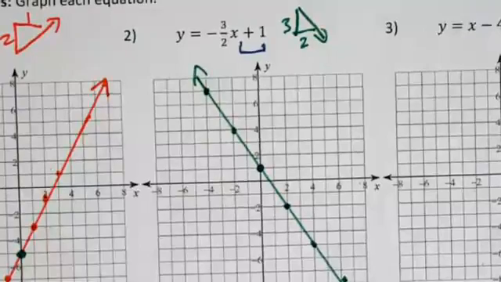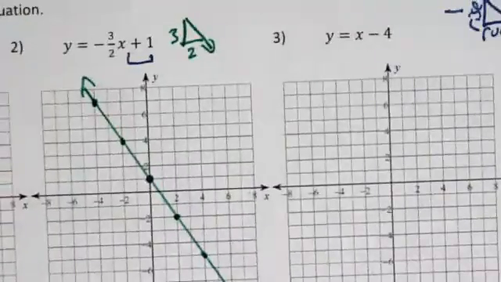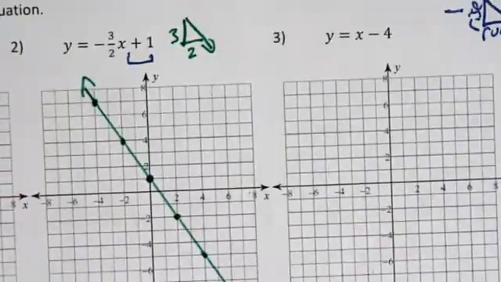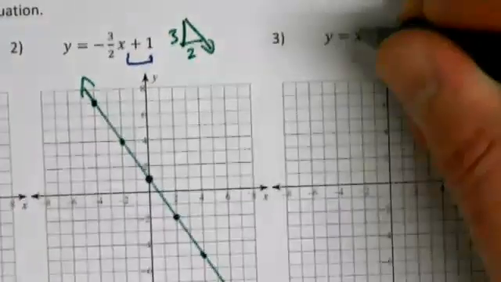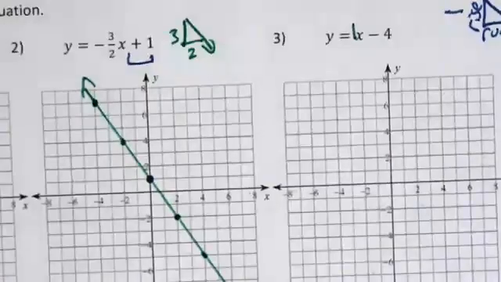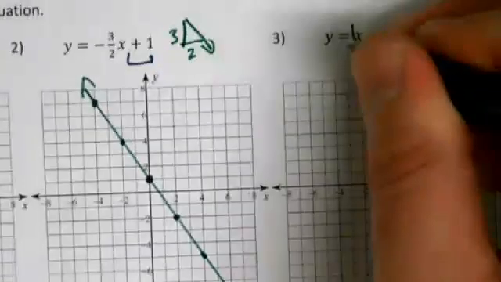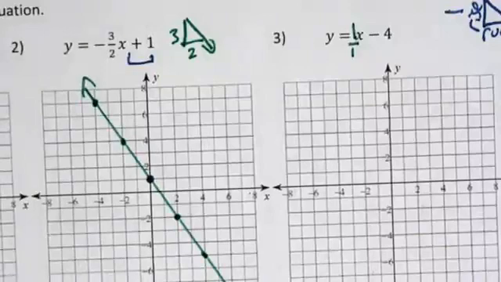All right, line number 3, this one's tricky. There is no number in front of the x. What number can we always put in front of a variable if there's none written? You always put a 1 in front of it. And we know we can turn that 1 into a fraction by putting a 1 under it also. So we can think of this slope as 1 over 1. Because 1 over 1 times x is just going to end up being x.